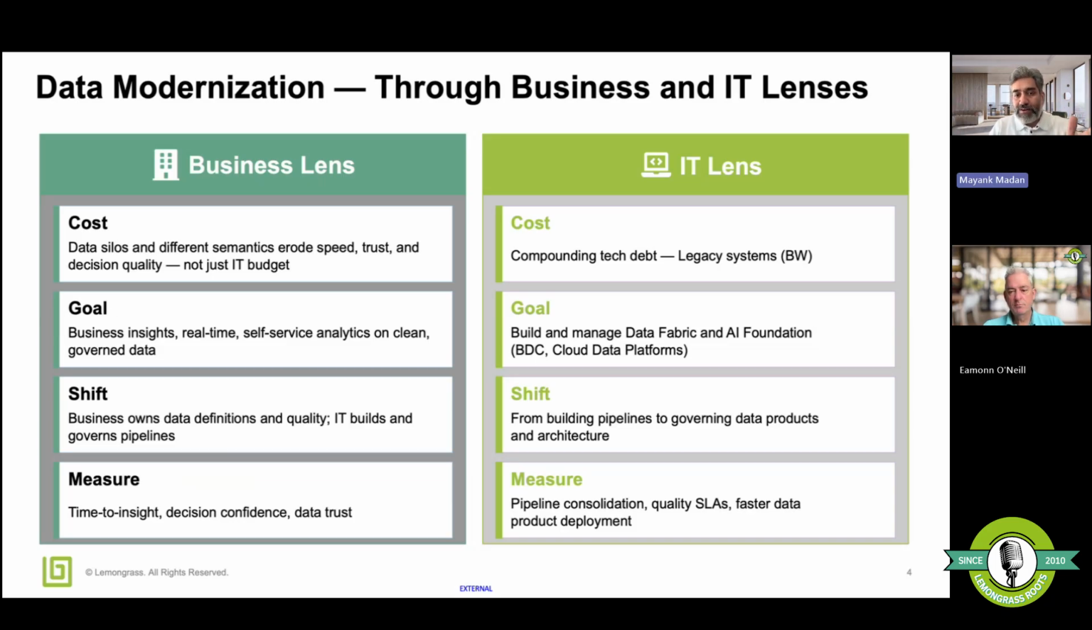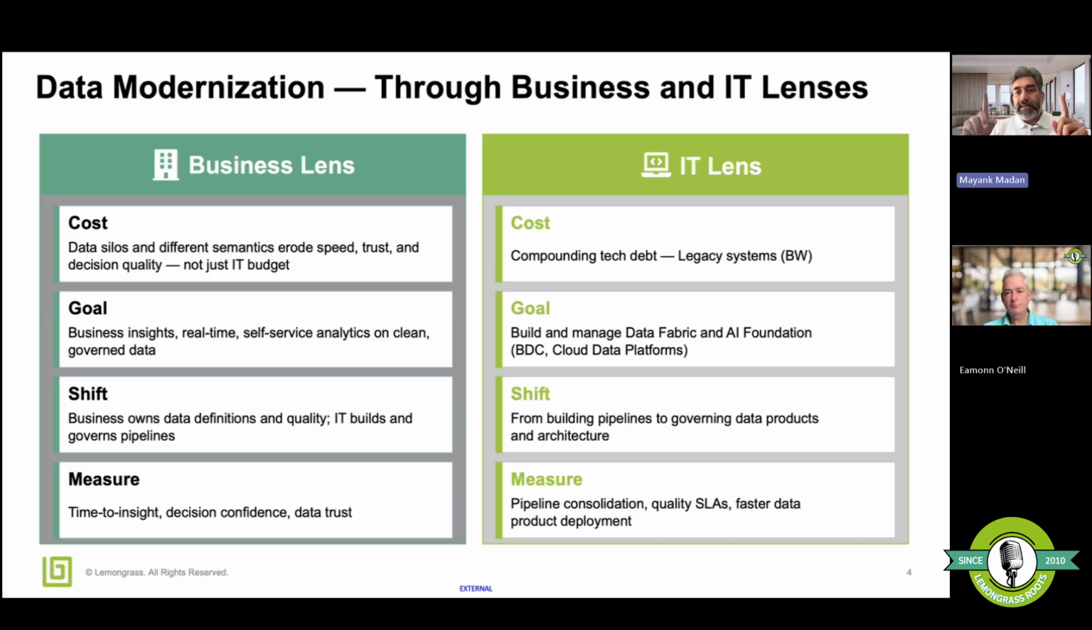If you talk to IT or data organization, they'll say, okay, I want to build a data fabric, an AI foundation, for example, a hybrid ecosystem where BDC and my cloud data platform work together, so I can leverage SAP data, non-SAP data, and give this to business. But from business point of view, they are worried about the insights. We just talked about self-service analytics. I just need clean, governed data so I can trace back from where data is coming. That's what the focus is.